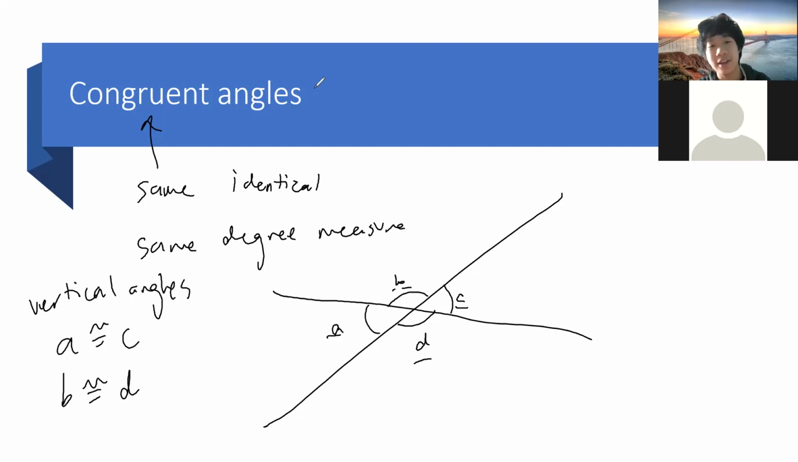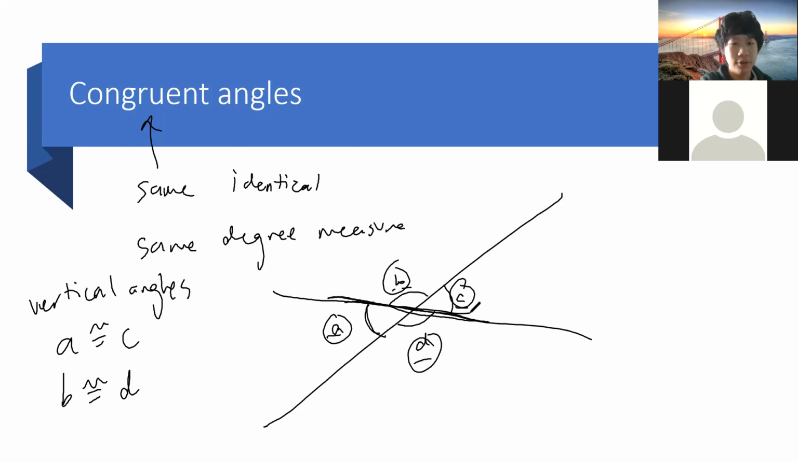Vertical angles are the angles formed when two lines cross. We're going to say that A and C are vertical angles, and B and D are vertical angles. This means that A and D are not vertical angles, because as you can see here, they're actually supplementary, right? Because they make a 180-degree angle.